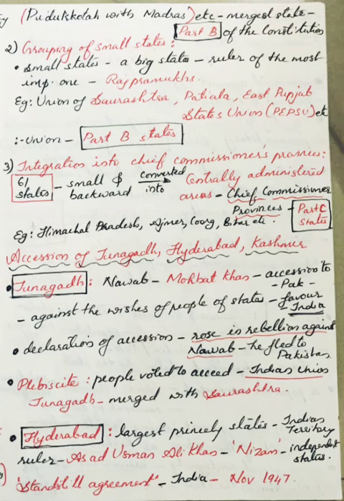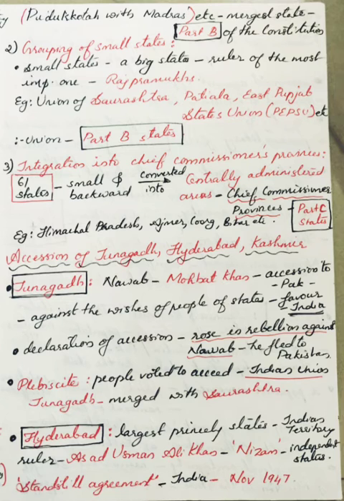Example: Union of Saurashtra, Patiala and East Punjab State Union, that is PEPSU, etc. So these unions were called Part B states. Number 3, integration into Chief Commissioner's provinces. About 61 states which were small and backward were converted into centrally administered areas as Chief Commissioner provinces and were called Part C states. The examples are Himachal Pradesh, Ajmer, Coorg, Cooch Behar, etc.